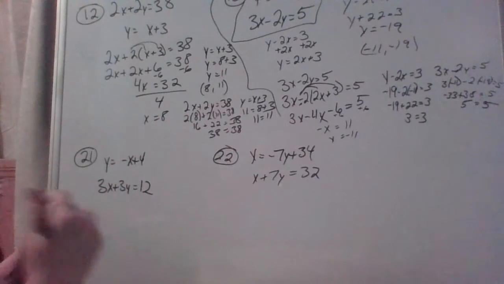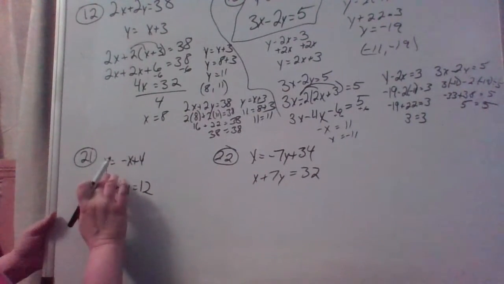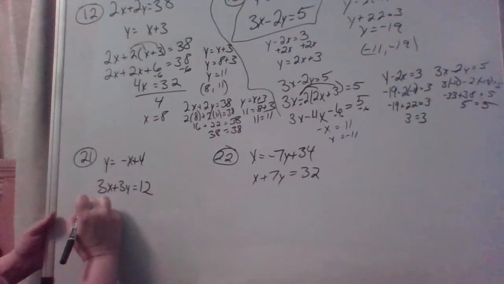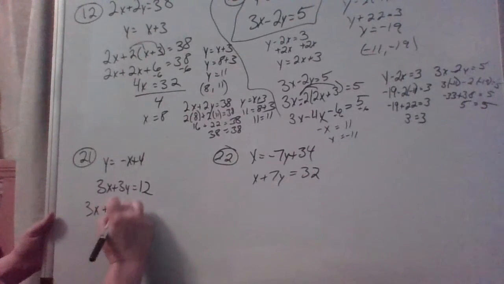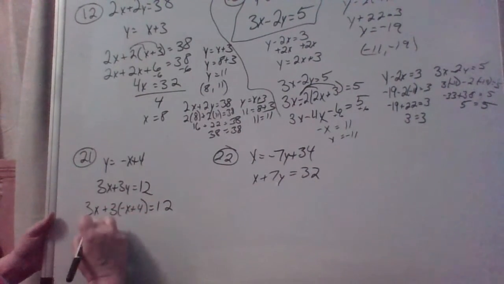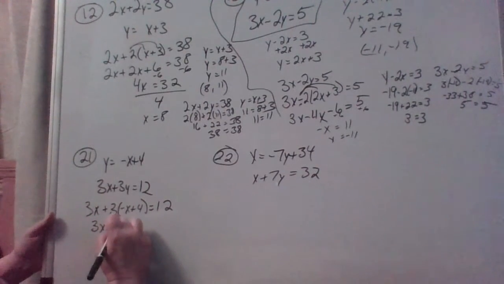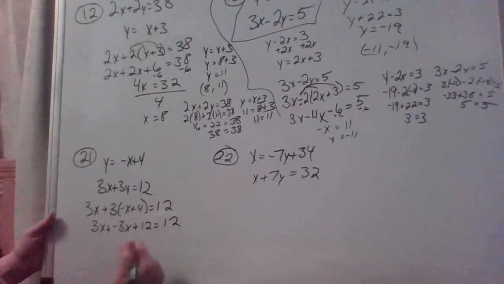Down here I have problems where we're looking to see if there are an infinite number of solutions or in fact no solution. This is already solved for y, so I can go ahead and put that in for y. Distribute my 3. These are going to go away. 3x minus 3x is 0. So we get 12 equals 12. That means there's an infinite number of solutions for this.